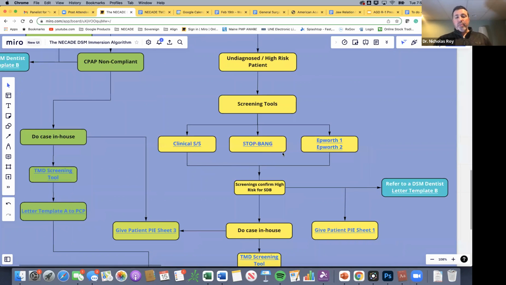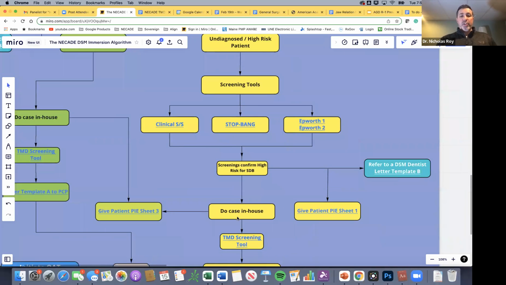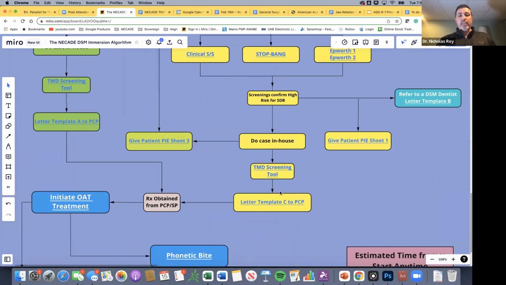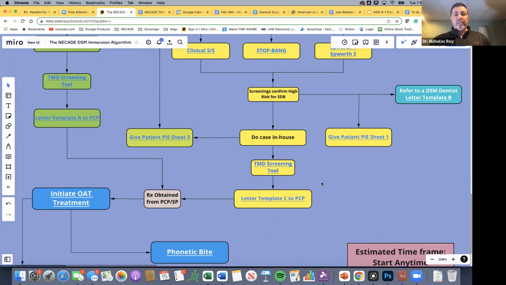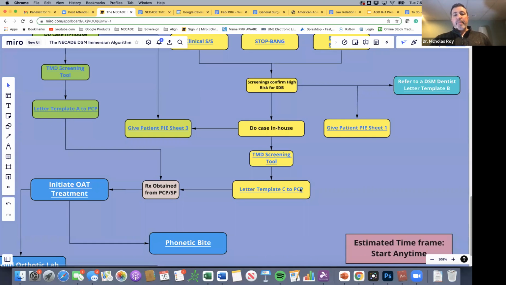Well, you go through these, whichever one you decide to use, and you determine that this patient has, you're not diagnosing yet or at all, you've determined that they're at high risk for sleep disordered breathing. So you have 2 options. You can do the case in-house, which will require a prescription from the physician, or you send it to the dental sleep medicine in your town and have them do it. And then you provide the patient with the PIE sheet so that they know what's going on. So you do the case in-house, give the patient this PIE sheet, you do your TMD screening just like before. You want to make sure that there's no intracapsular issues. If you click on this, it explains it in great detail. You then send the letter to the primary care physician saying, hey doc, I think this patient might have something.